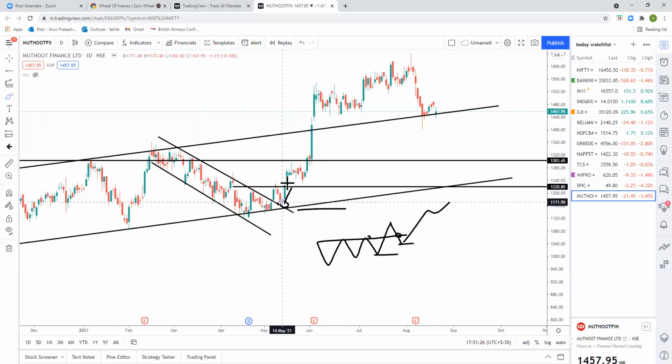So as I told you, we will not be entering into Muthoot Finance here because our risk is going to be huge. This is around 5%. Who will enter into a trade with 5% risk in F&O? I will not do that. Even though my reward is going to be huge, I will not risk my 5% here. So this is a complete miss from my side.